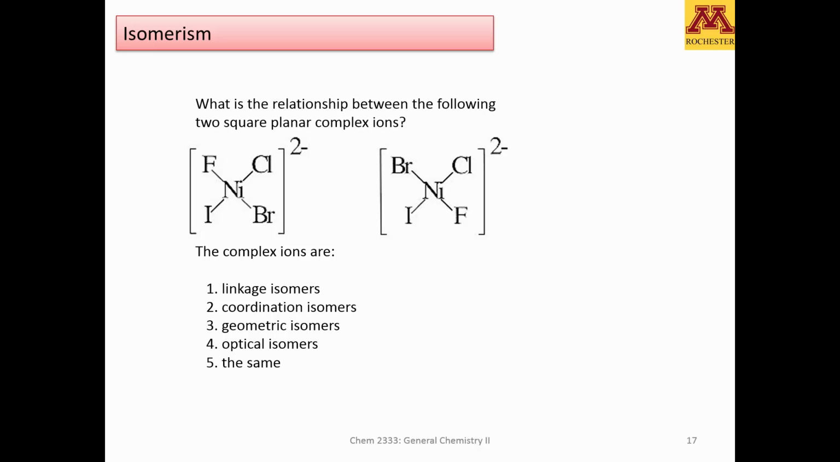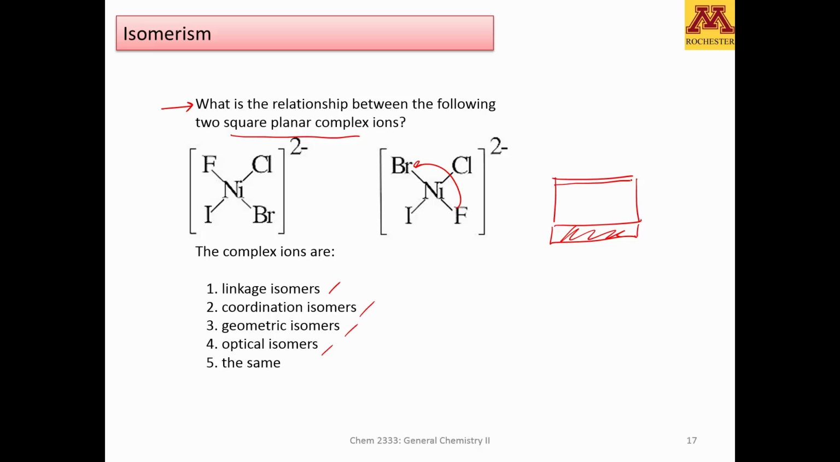So let's finish this video with a simple exercise. Let's see what is the relationship between the following 2 square planar, and that's important, complex ions. Are they linkage? Are they coordination isomers? Are they geometry? Are they optical? If you notice, you may want to spin this, but if you flip this, you will see, because they are all in the same plane. Okay, they are all in the same plane.